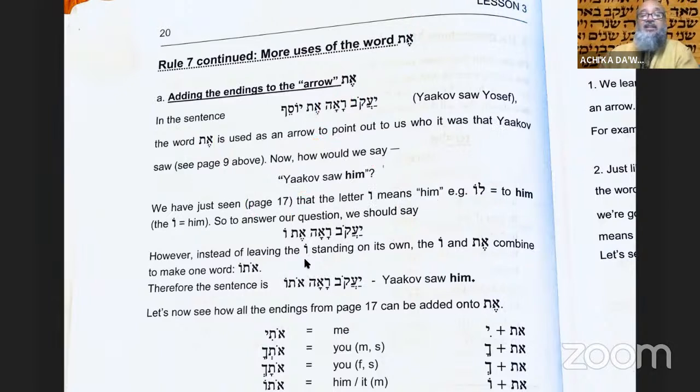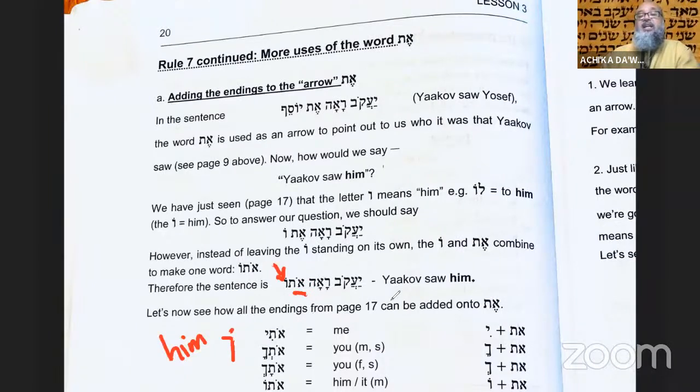Did you guys catch that? The eth is right here and there's the o right here. That's your end of the puzzle right here. It's another puzzle piece. That's the ending. So anytime you see the vav with the dot on it, that means him, but it's just a piece of the puzzle. Okay, it's always going to be him. Okay, Yaakov ra'ah otho.